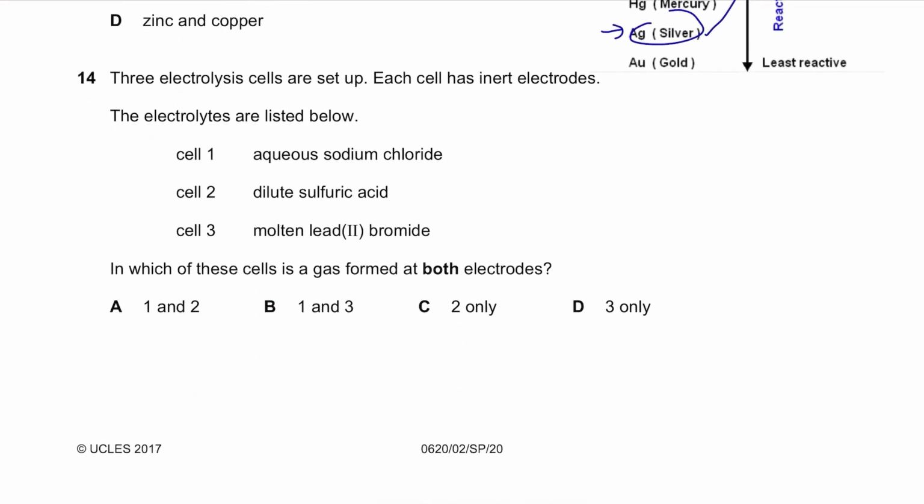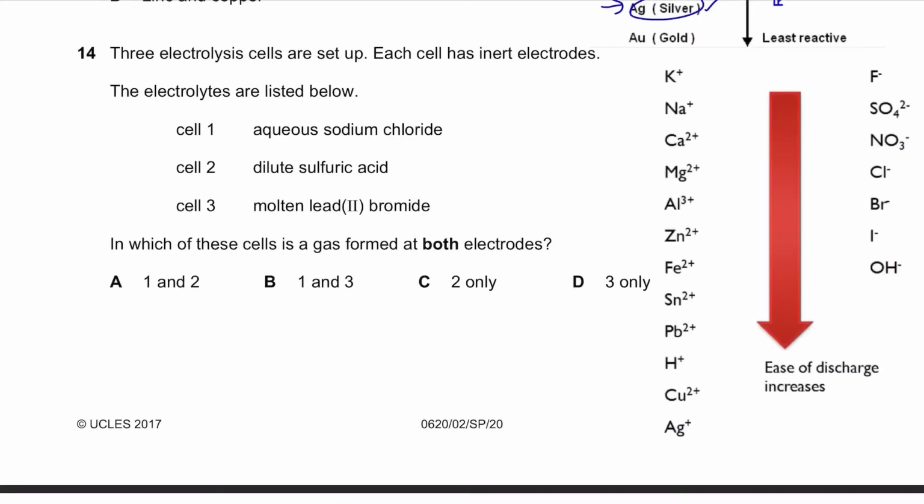Question 14. 3 electrolysis cells are set up. Each cell has inert electrodes. The electrolytes are listed below. In which of these cells is a gas formed at both electrodes? This question is related to the reactivity series as well, and the electrodes are inert, so we just need to care about the electrolytes. Cell 1.